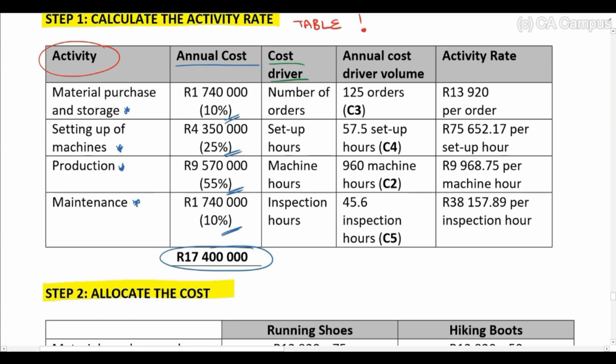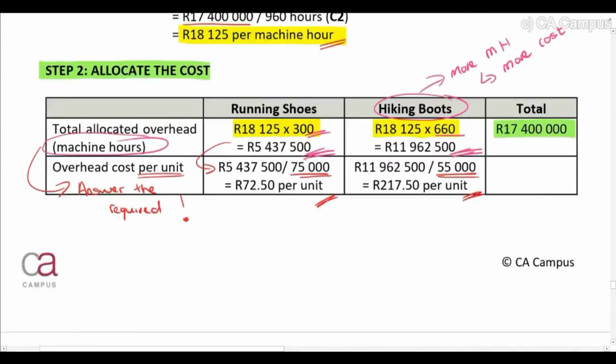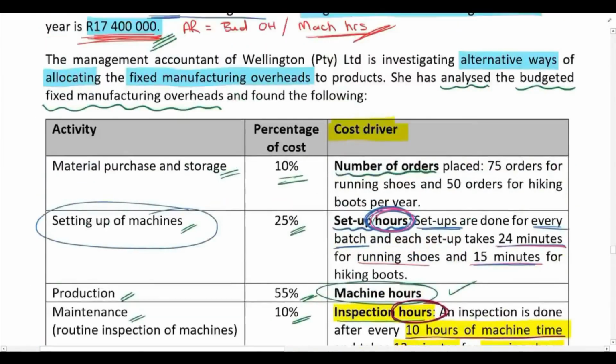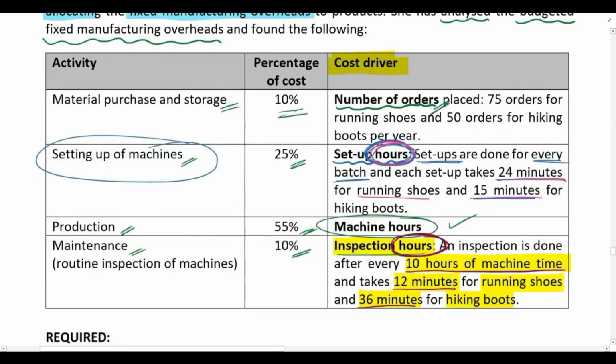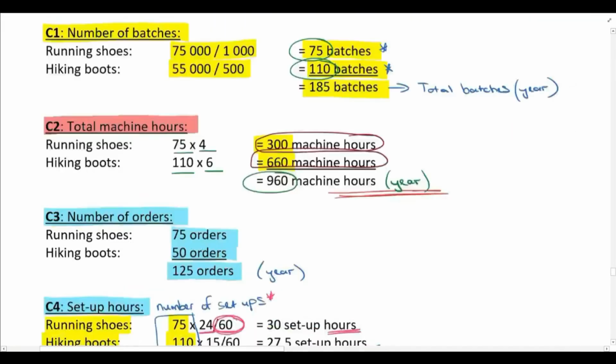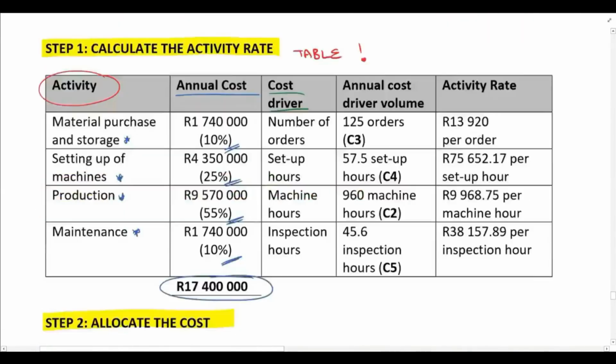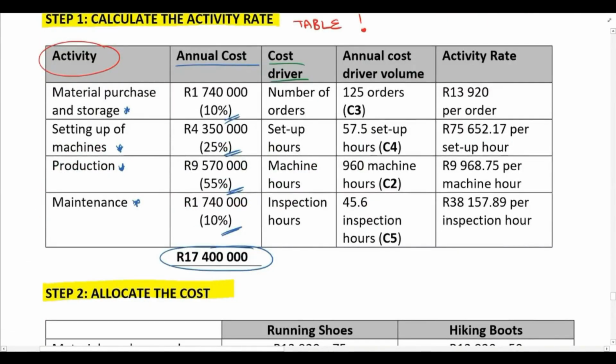So for example, in this question, we were told that for material purchase and storage, we must use the number of orders. For setting up of machines, we must use setup hours. For production, we must use machine hours, and for maintenance, we must use inspection hours. So they told you what to use as a cost driver. And you can see it makes sense. There's a relationship between the cost and what we are using as the cost driver. So we use the number of orders, setup hours, machine hours, and inspection hours.